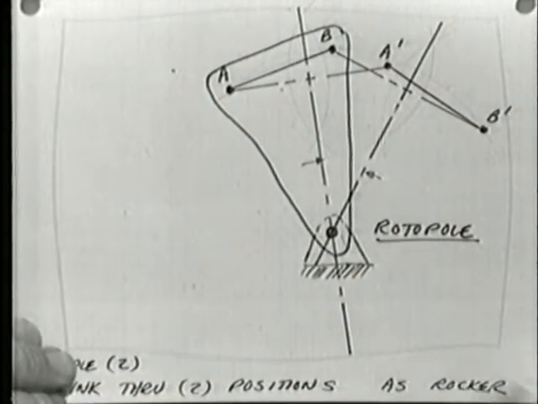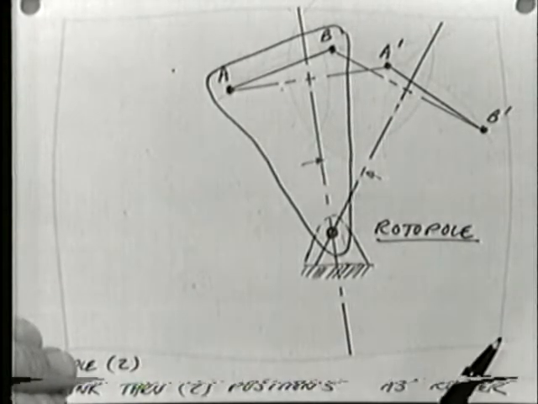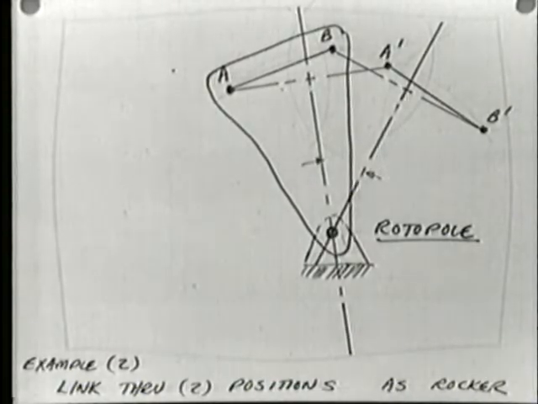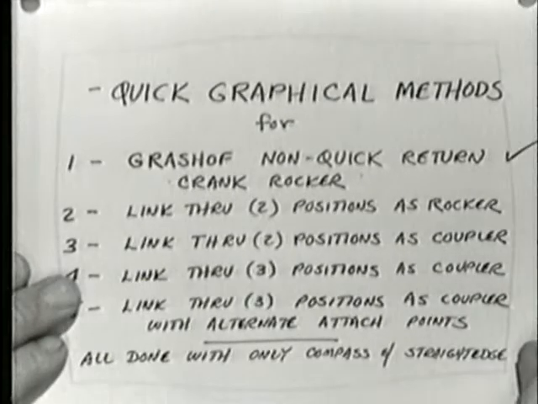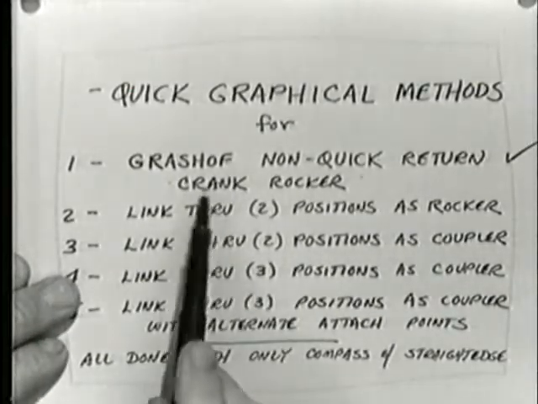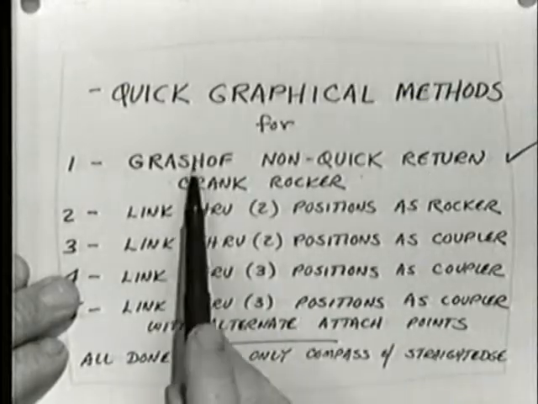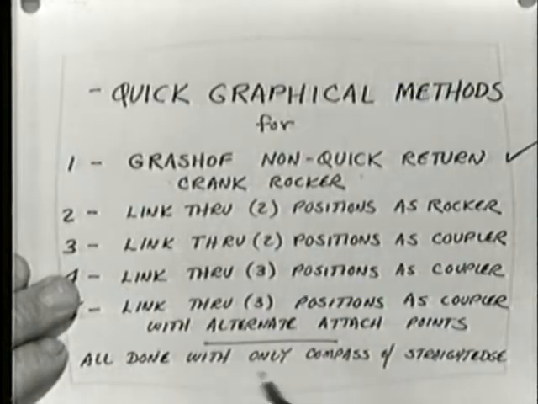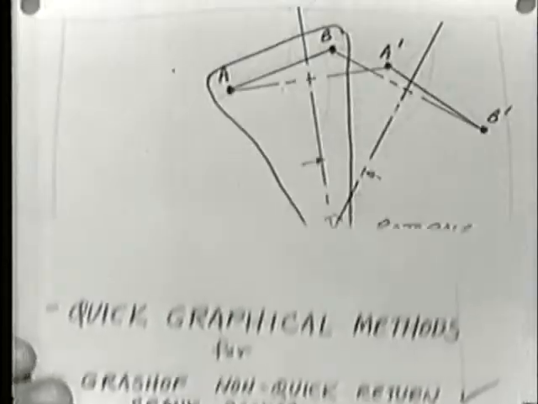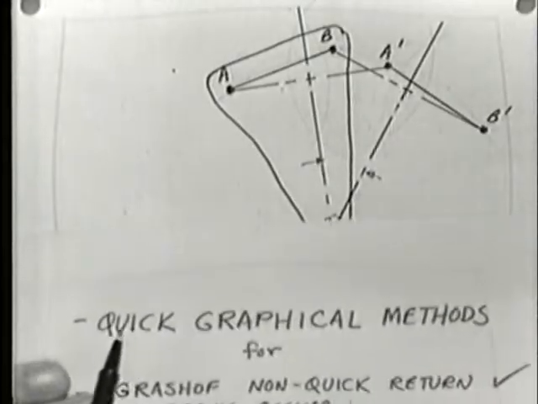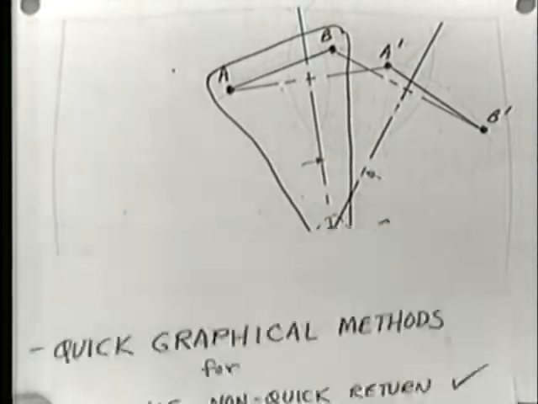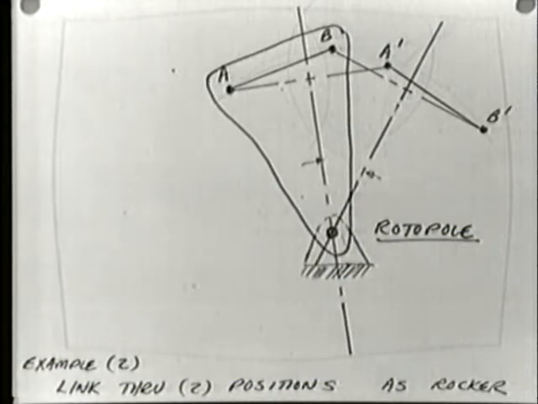Alright, what do I do next? I only have one link, and I was looking for a 4-bar linkage. So I've still got some work to do. Well, the work I have left to do, we've really already done. Because if I now go back to step 1 here and create a Grashof non-quick return crank rocker, for which this is the rocker, right here, then I'll be all set.